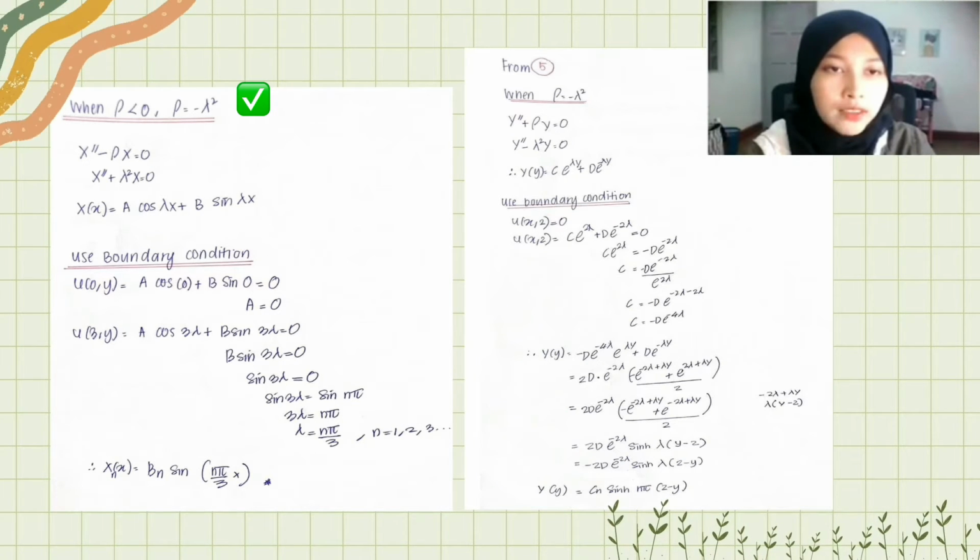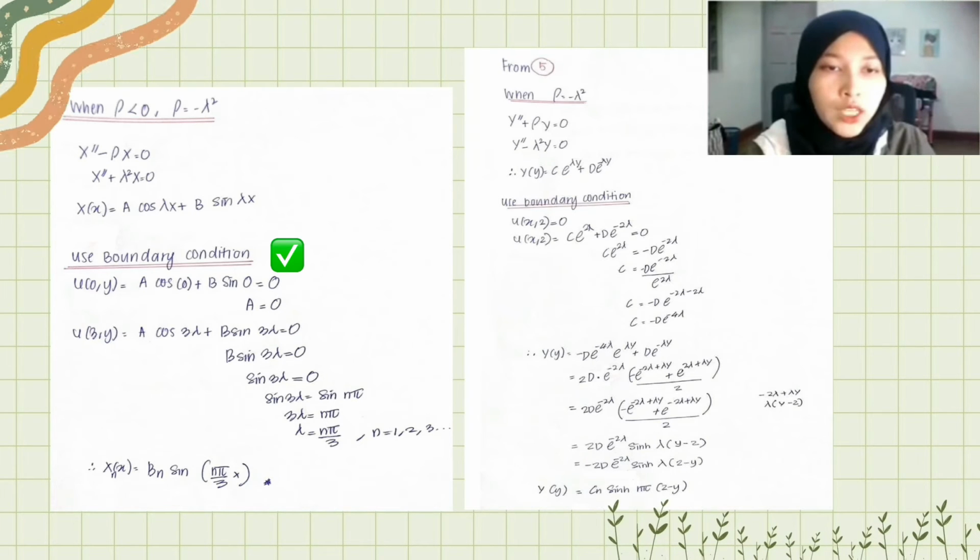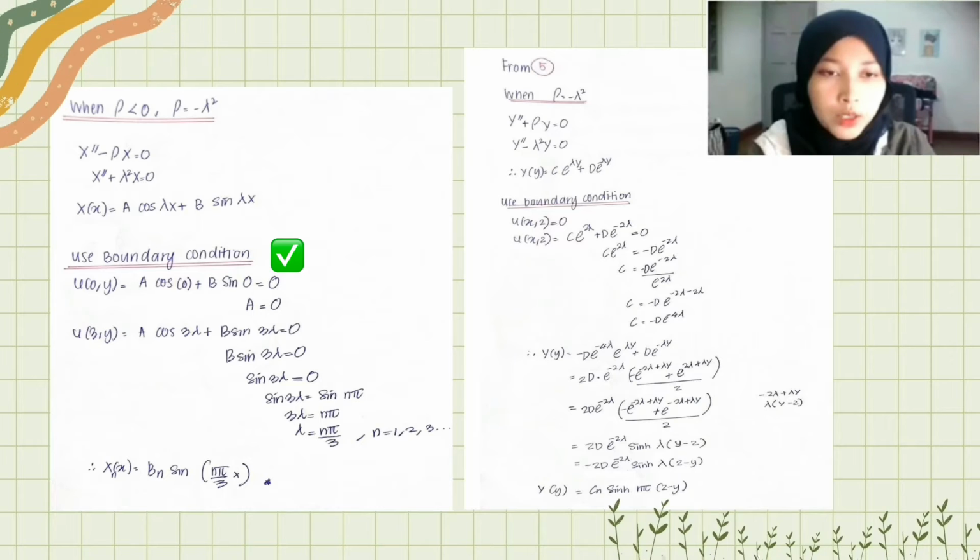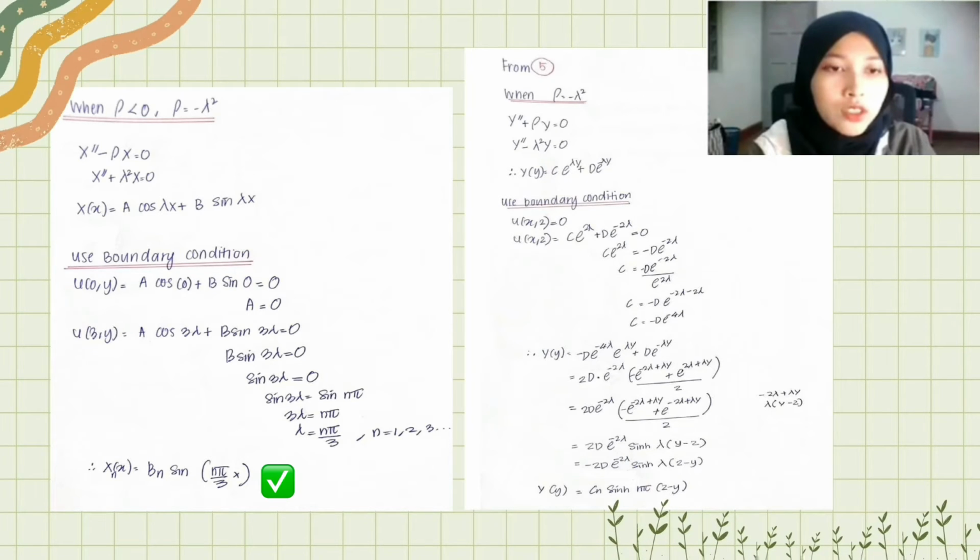Okay, next, when p less than 0, p is equal to negative lambda square. The solution for X is a cos lambda x plus b sine lambda x. And we use boundary condition u(0,y) equal to a cos 0 plus b sine 0, we will get a equal to 0. And u(3,y) equal to a cos 3 lambda plus b sine 3 lambda, we will get lambda is equal to n pi over 3. And the general solution for X is bn sine(n pi over 3 x).